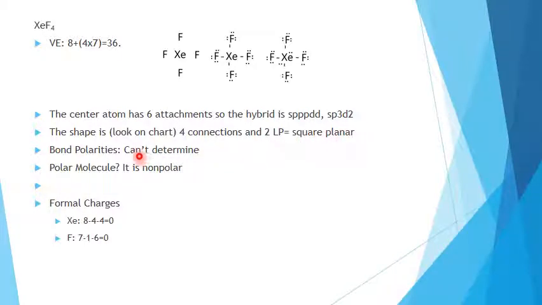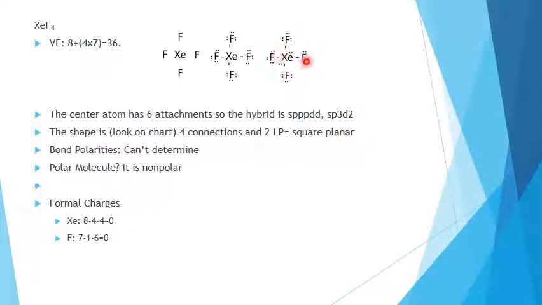We can't figure out the polarity of the bonds because our electronegativity table doesn't give a value for xenon. So you can't do that. Is this a polar or nonpolar molecule? Again, this is going to be an exception to the rule. If you look at it, you would go, oh, the center atom has different things attached to it: four fluorines and a lone pair. But this is going to end up being a nonpolar molecule.